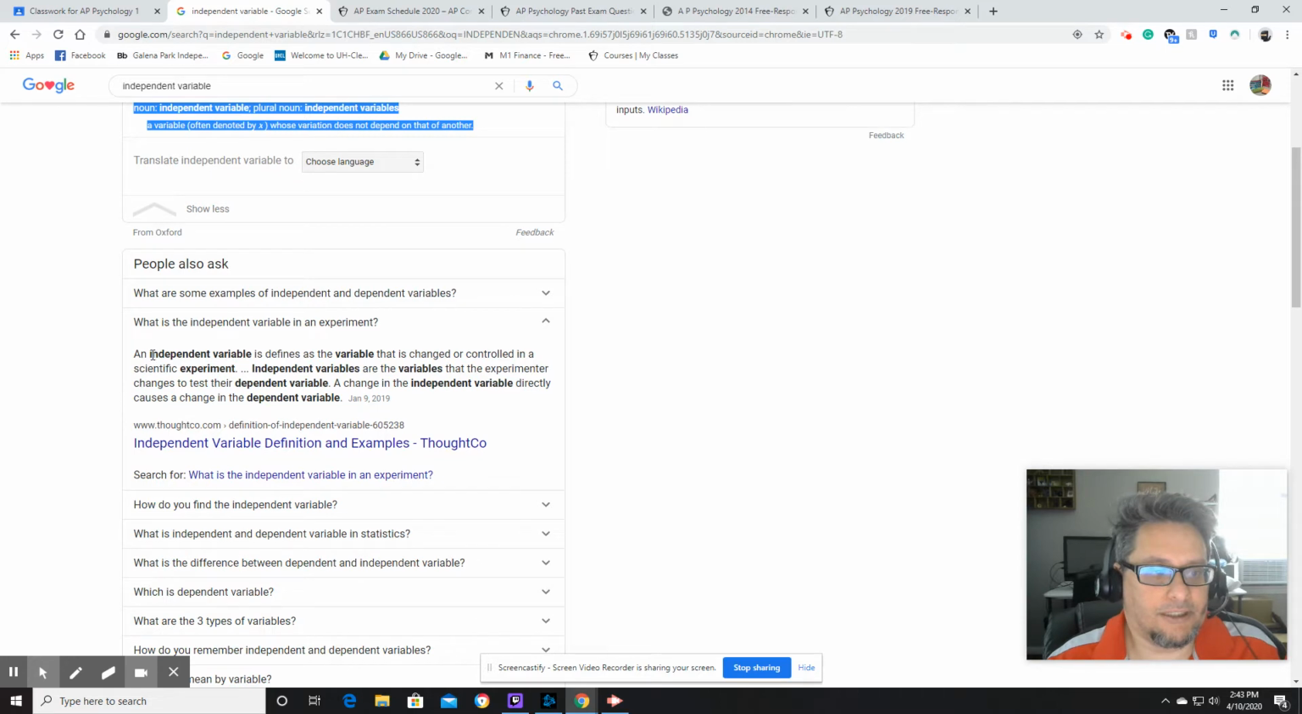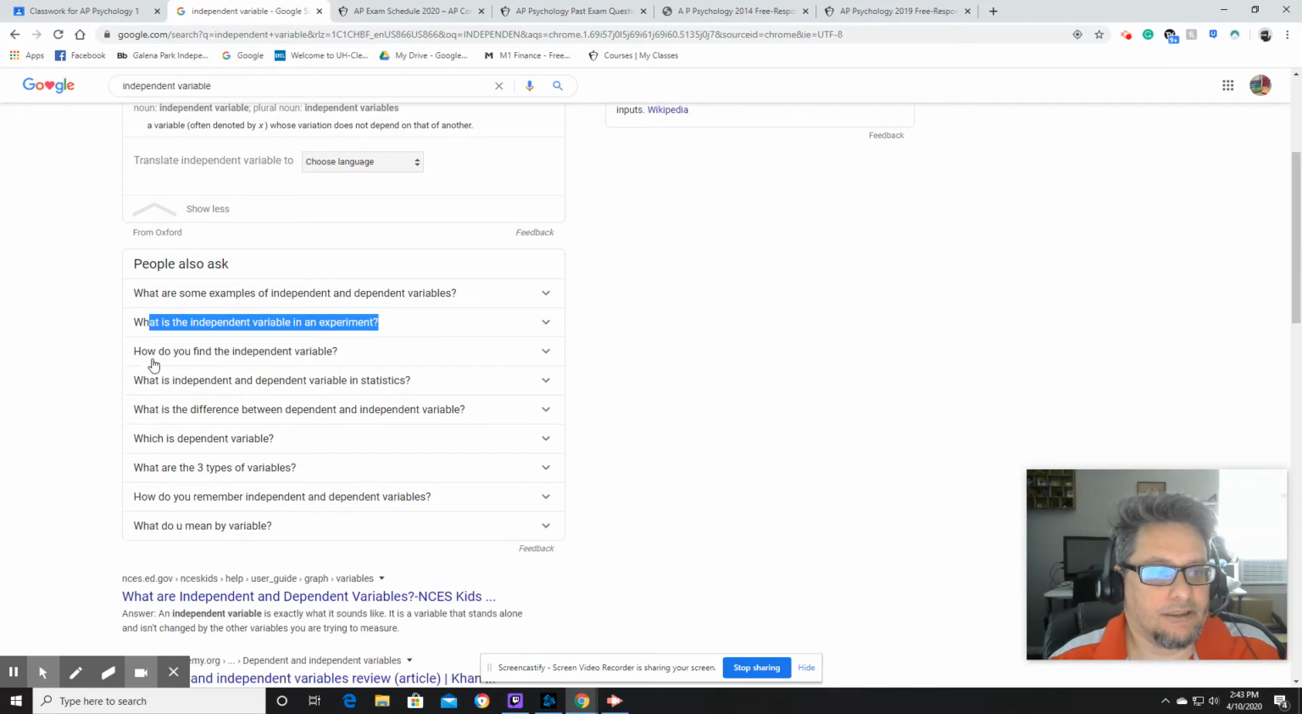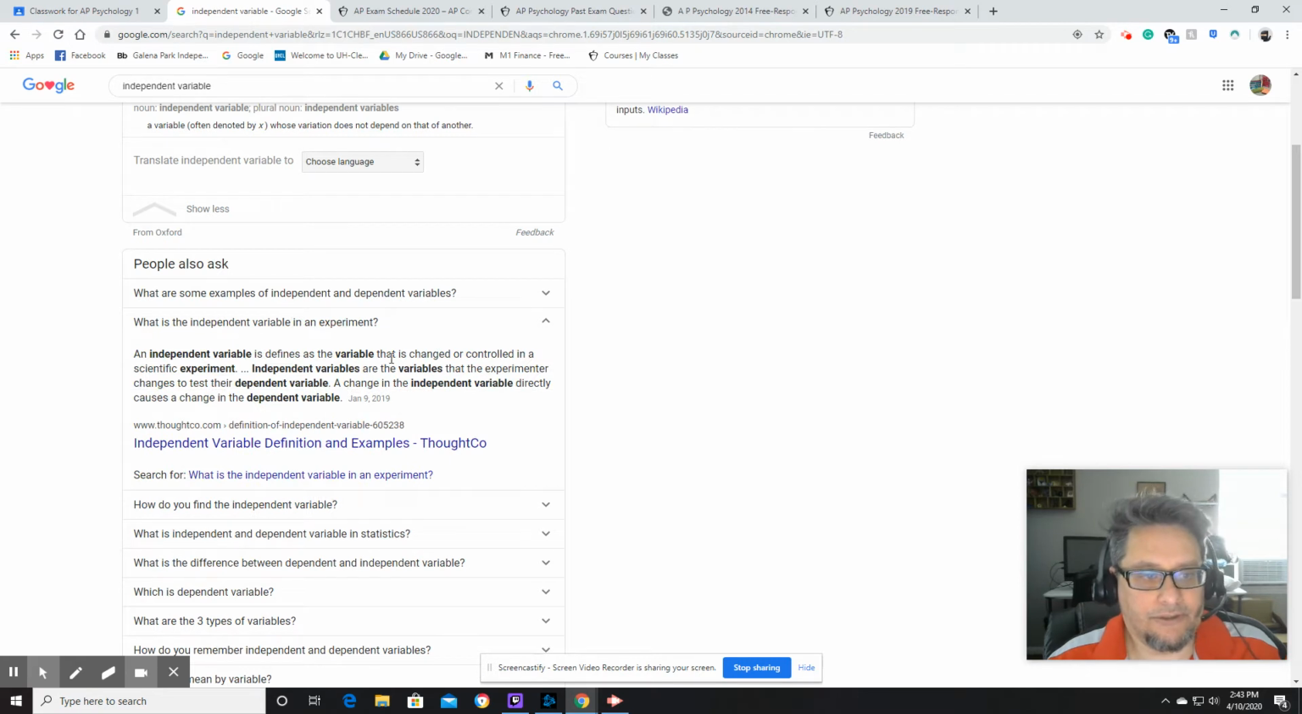What we're looking for is this, the independent variable in an experiment. The independent variable is defined as the variable that is changed or controlled in a scientific experiment. Independent variables are the variables that the experimenter changes to test their dependent variable. A change in the independent variable directly causes a change in the dependent variable.